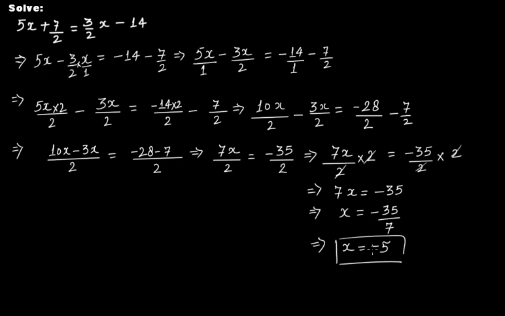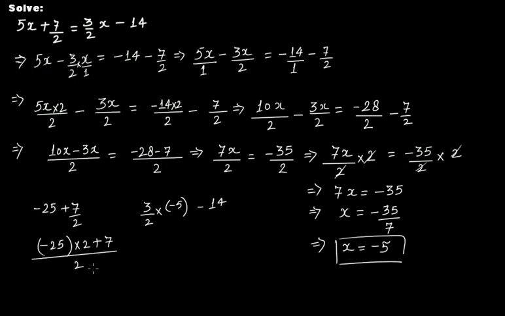If you want to cross check it, simply put this value of x here. So 5 times minus 5 is minus 25 plus 7 by 2, and this side will be 3 by 2 times minus 5 minus 14. So this becomes minus 25 times 2 plus 7 by 2. If you solve it, you get minus 50 plus 7 is minus 43 by 2.